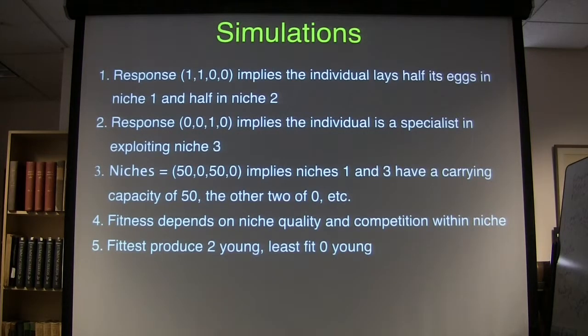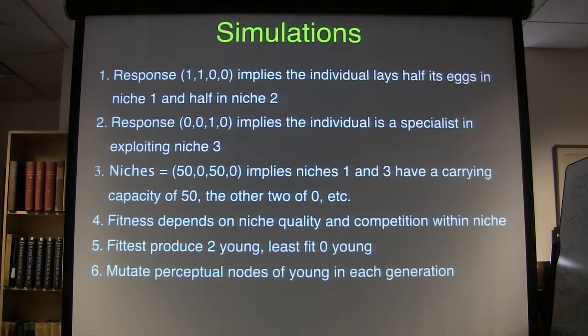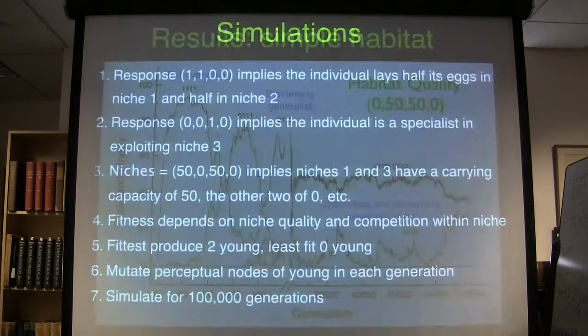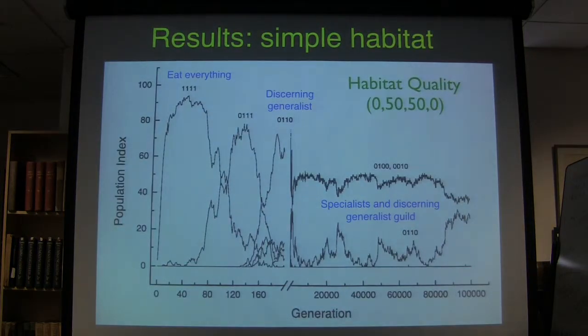And this is just the different ways to skin a cat. Here we let the fittest individuals produce 2 young and the least fit 0 young. And then we mutate the weights in our individuals, and if it's plants that are evolving, we mutate their signals as we go from each generation to the next. And we simulate for 100 generations and we get outputs like this.